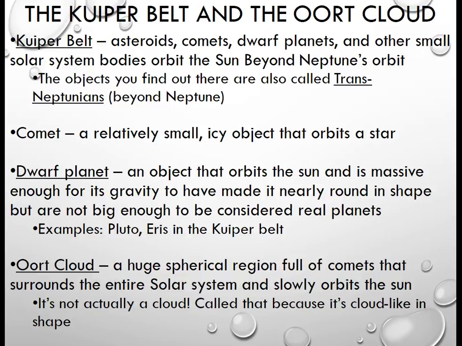Then we have the Oort cloud. It is a huge spherical region full of comets that surrounds the entire solar system and slowly orbits the Sun. So it's not actually a cloud, it's just called a cloud because it's kind of cloud-like in shape.